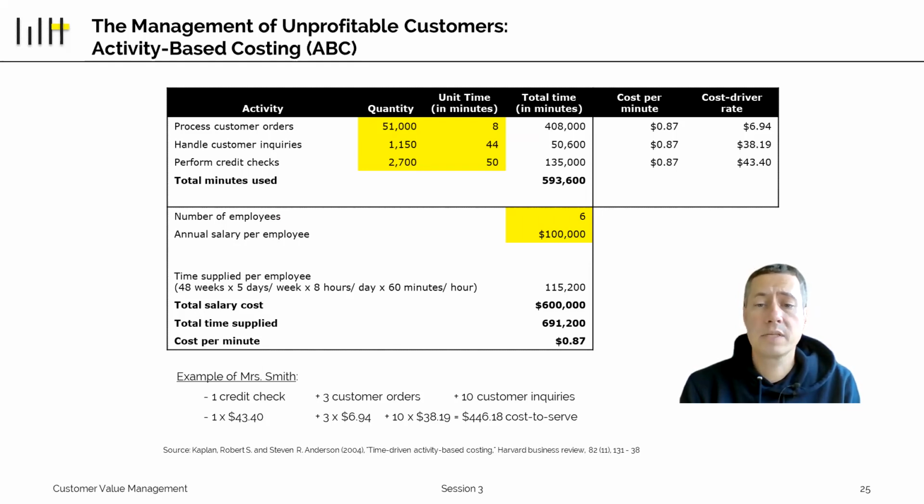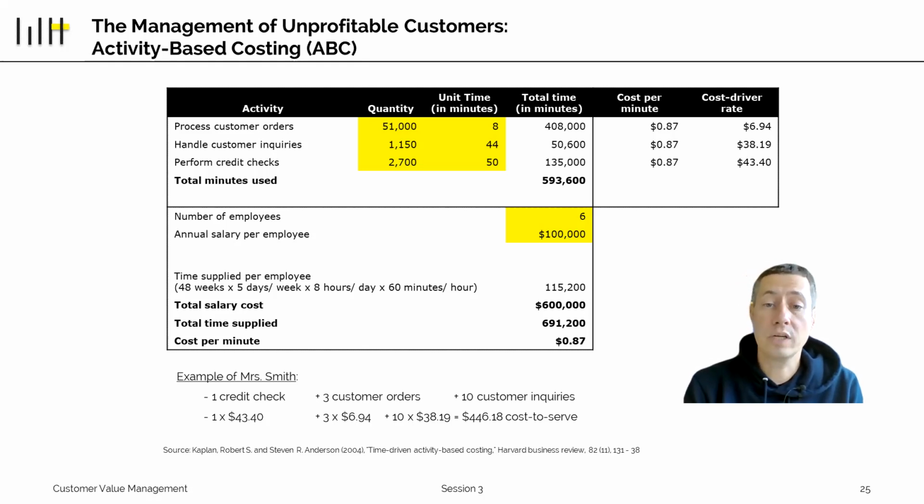And if you sum this all up, you find out that this department works a total of 593,600 minutes on these different tasks. We know the department has 6 employees who earn on average $100,000 per employee. They work 48 weeks, 5 days a week, 8 hours a day, 60 minutes an hour. So per person, 115,200 minutes. You take the total salary cost, you have the total time supplied, you divide one by the other, and you find out that 1 minute costs you 87 cents.